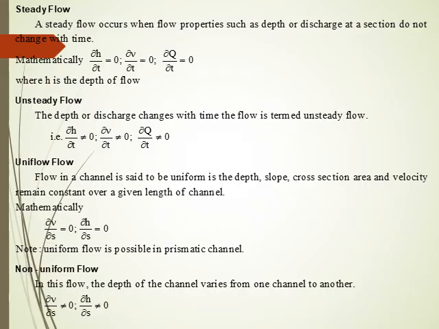Next one is based on the variations along the channel length. It has been classified into two types: uniform and non-uniform. In uniform flow, depth and velocity remain constant along the length of the channel. An example for it is a long straight channel with a constant bed slope. Non-uniform: the depth and velocity change along the channel. Example is flow approaching a dam or a weir.